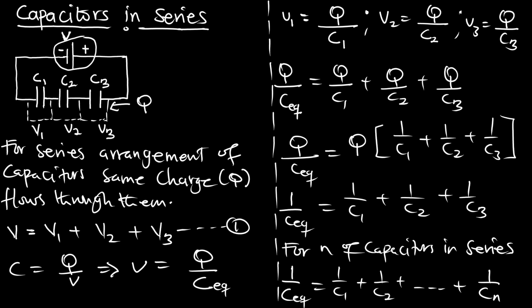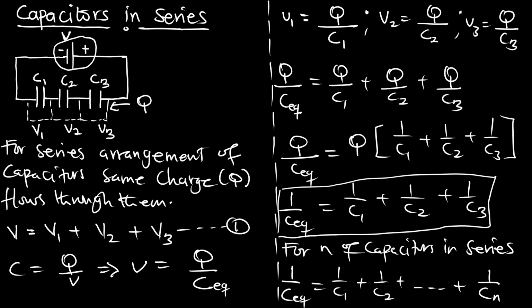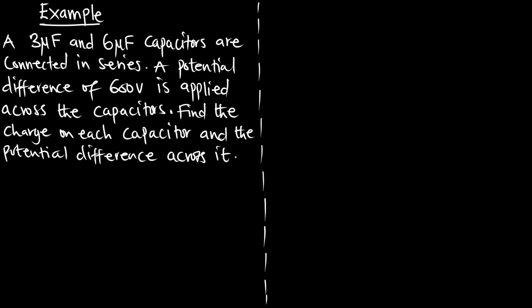Now, with this, we can try a question on how to find the equivalent capacitance. Let's look at an example that we have over here. Now, the example. A 3 microfarad and 6 microfarad capacitors are connected in series. A potential difference of 600 volts is applied across the capacitors. Find the charge on each capacitor and potential difference across it.